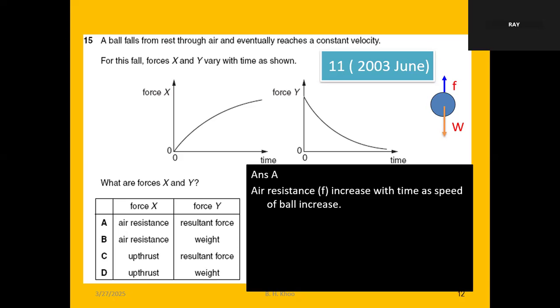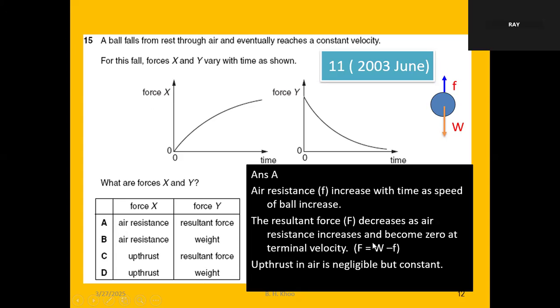Air resistance increases with time as the speed of the ball increases. Right? The air resistance follows the speed with time. Same thing. This is like acceleration. The acceleration is the resultant force. Acceleration is going to zero. So it's like the resultant force.